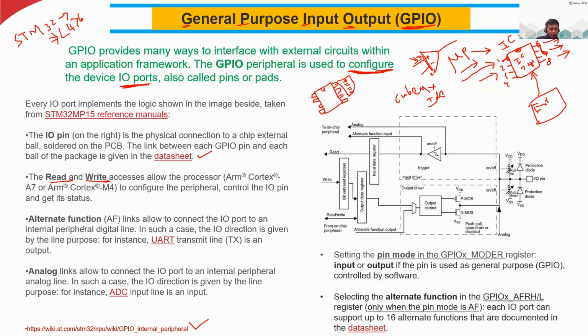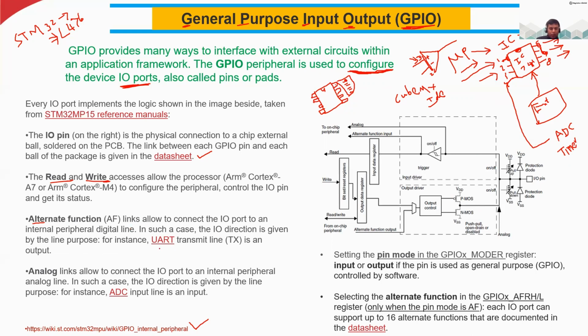Okay, so alternate function links allow you to connect the IO port to an internal peripheral digital line. In such a case, the IO direction is given by the line purpose. And of course, what does alternate function mean? Input output is okay. Other than that, we also have many peripherals, like for example the ADC or timer. These are all peripherals. Why are we calling them peripherals? These are extra functions, so they can also be set to the input output pin. So that is alternate functions.